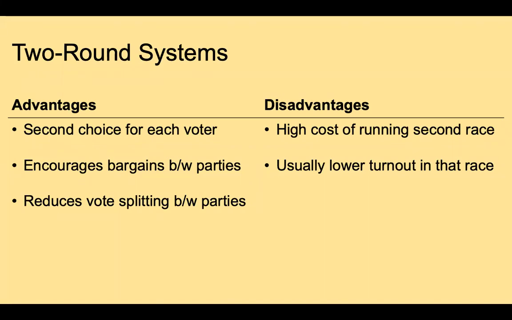The disadvantages include that the second race is often very costly to run, and usually it has lower turnout. So sometimes it's hard to get people to come out in as large numbers as they did in the first election. Georgia has a runoff system for their Senate races. If no candidate wins a majority in the first round, it goes to a second race.